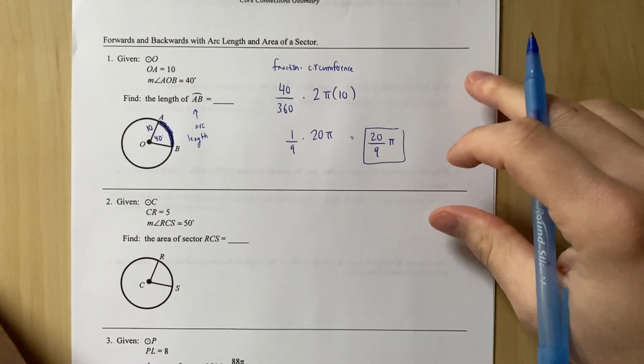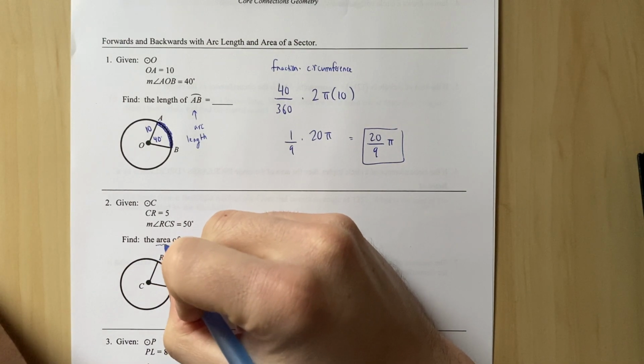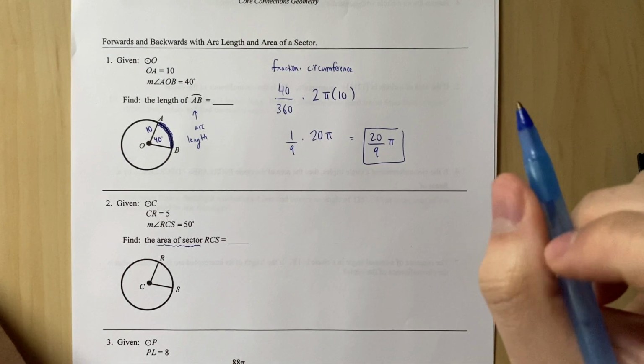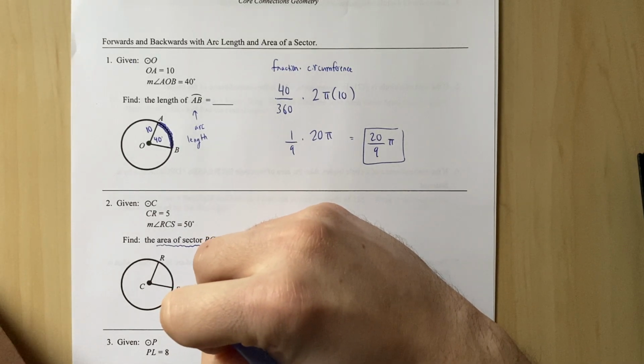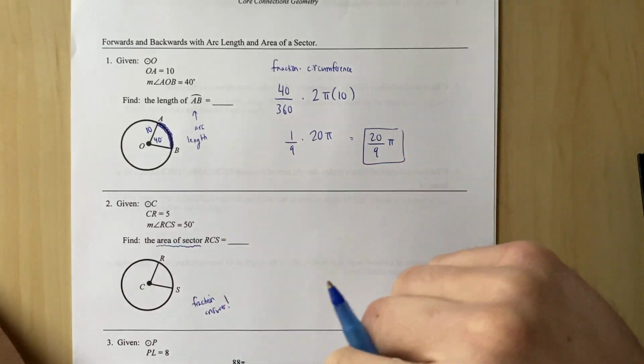Part 2, I'm going to leave alone for right now. Just remember, this is the area of the sector. So go back and use what we've talked about, and you should be able to find that all on your own. The answer is a fraction. You're going to have a weird fraction answer. So try that out.